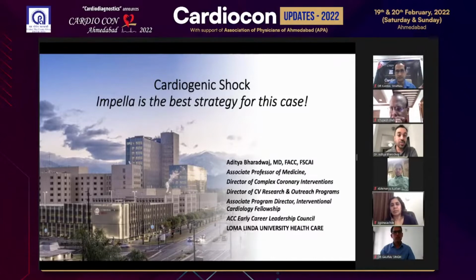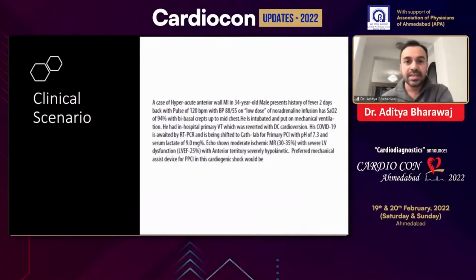So today I'm going to argue for using Impella as the best strategy in this case, or I would say at least as a first line strategy. So we've heard about the clinical scenario. We've looked at the EKG and the angiogram.